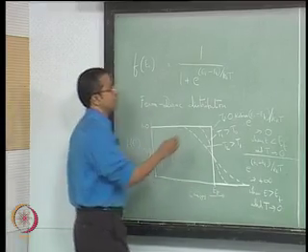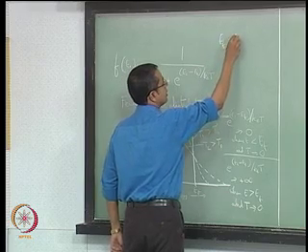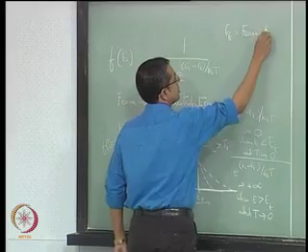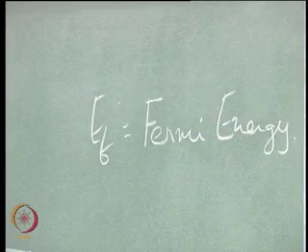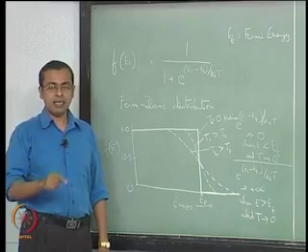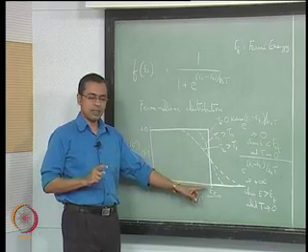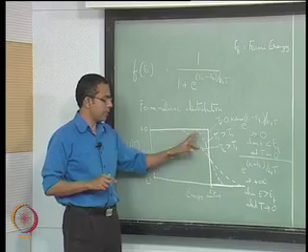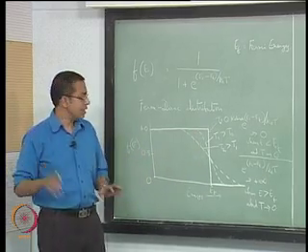So E subscript F is referred to as the Fermi energy. Okay. Fermi energy is defined, there are actually two definitions for it. The first definition is at 0 Kelvin. At 0 Kelvin it is the highest energy level that is occupied, okay. The highest energy level that is occupied at 0 Kelvin is defined as the Fermi energy, fine.